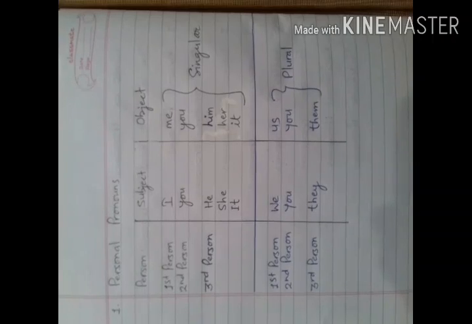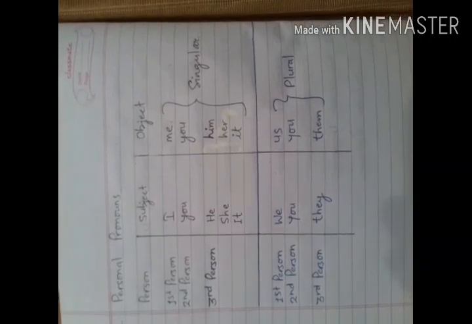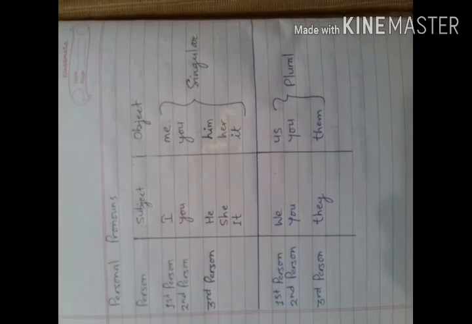Personal pronouns are those words which are used to refer to specific persons, places, animals or things. As we know that nouns can be used both as a subject or an object, so pronouns can also be used as the subject and object.